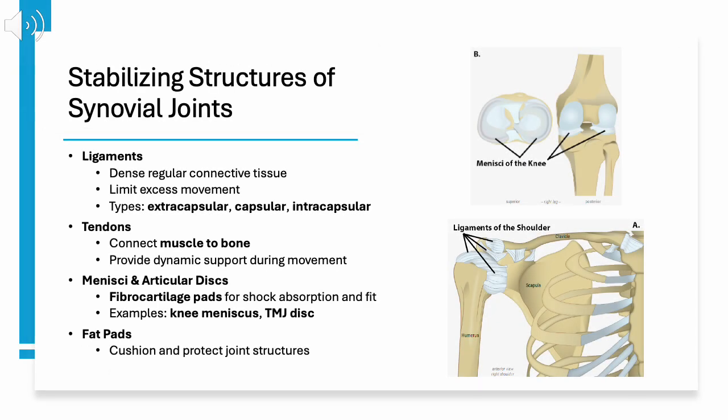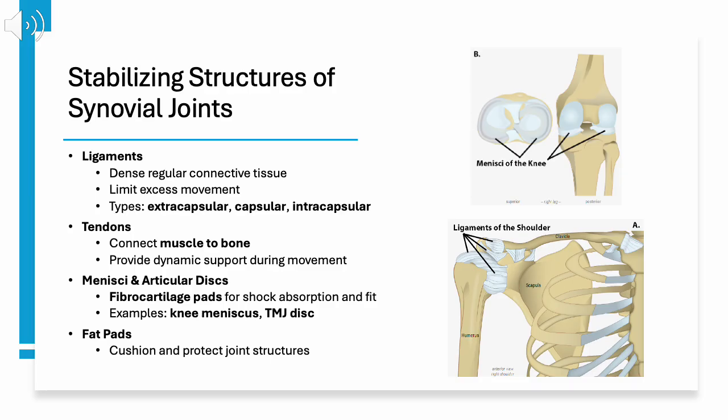Now that we've covered the basic anatomy of synovial joints, let's talk about the supporting structures that stabilize these joints and protect them from damage. First, we have ligaments. These are strong bands of dense, regular connective tissue that connect bone to bone. They limit or control the joint's range of motion to prevent hyperextension, dislocation, or abnormal movement.